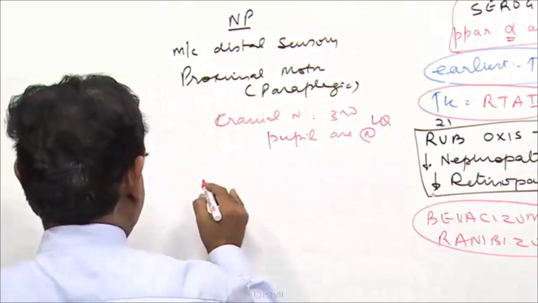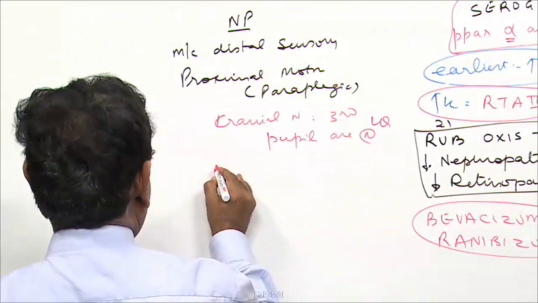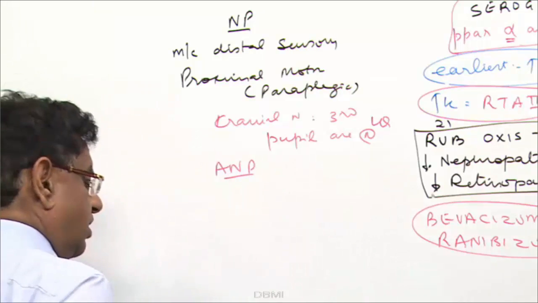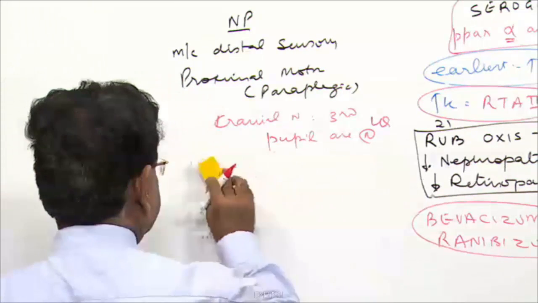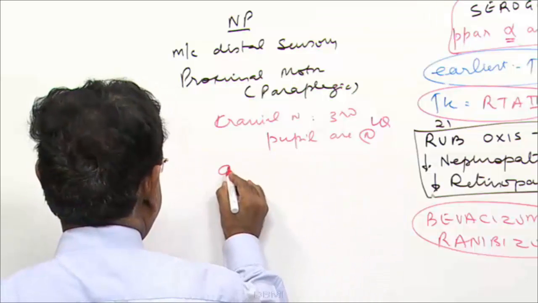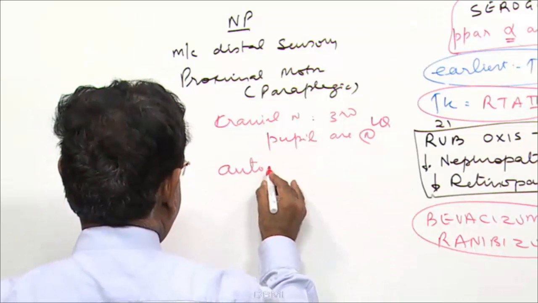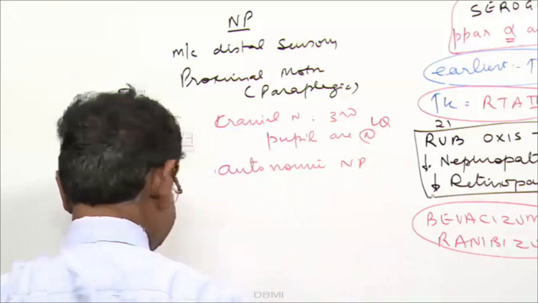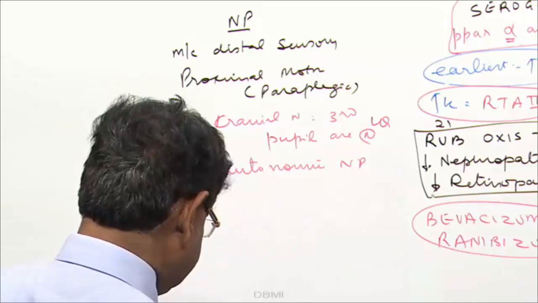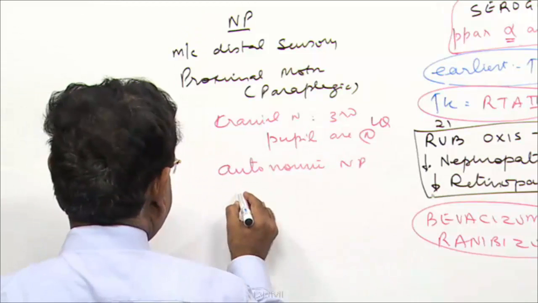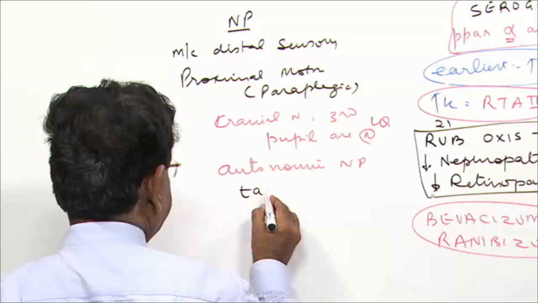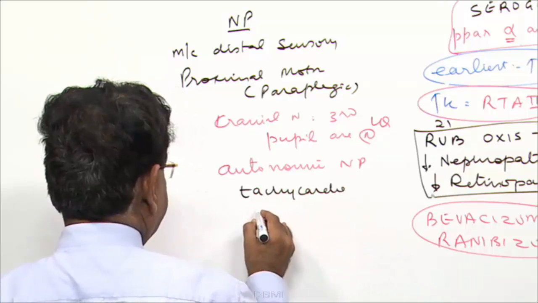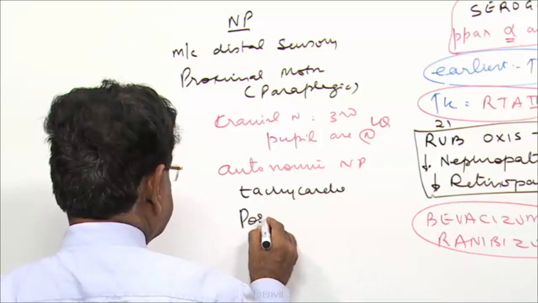Okay. Now, it can lead to autonomic neuropathy. So what can it lead to? How may the patient come to us? The patient may come with unexplained tachycardia. The patient may come with postural hypotension.